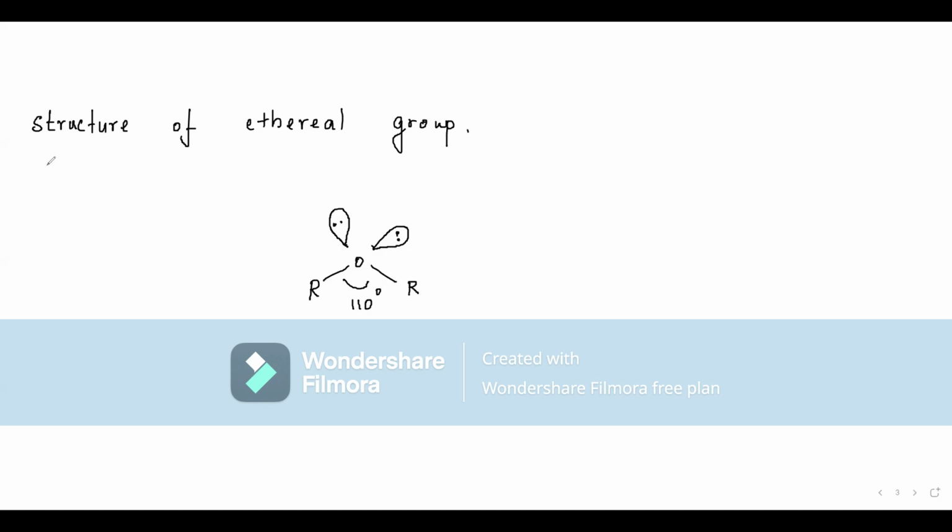Now, the structure of the ether group. Ether is written as ROR, but here on oxygen you have two lone pairs of electrons. Those lone pairs of electrons are represented in lobes, but you can write without the lobes also. Bond angle, if possible, memorize, 110 degrees is the bond angle. The structure can be asked to draw.